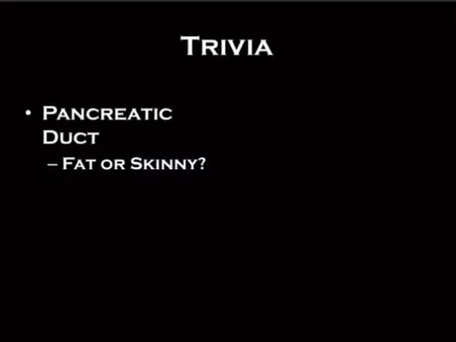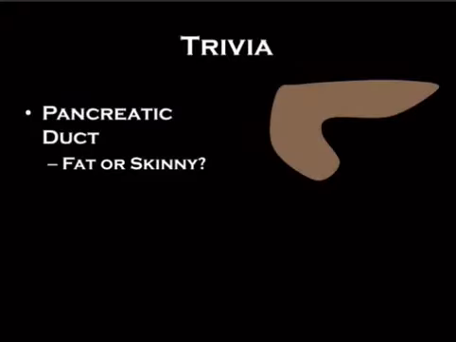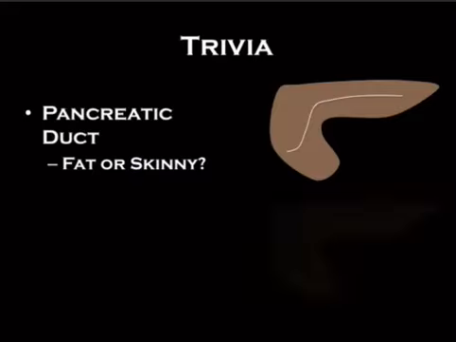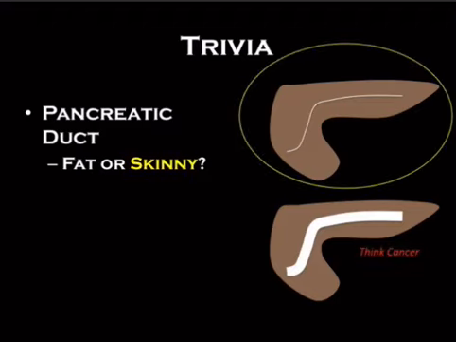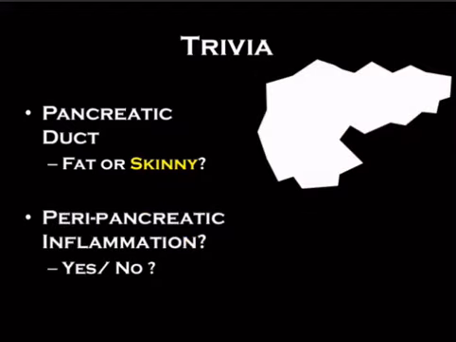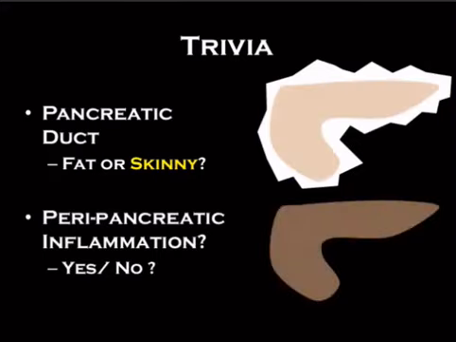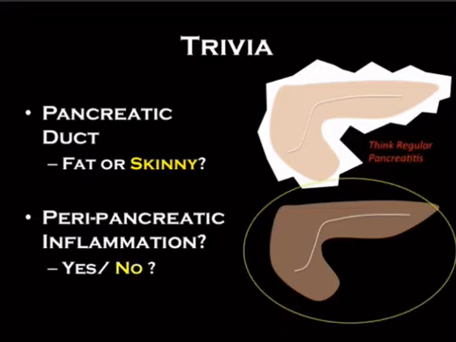So let's do the trivia here. Pancreatic duct. Now we're talking about autoimmune pancreatitis here. Fat or skinny? Fat or skinny? Which one? So fat pancreatic ducts, think cancer. Skinny pancreatic ducts, think autoimmune pancreatitis. All right. What about edema, inflammation? Yes or no? Seeing a bunch of inflammation, think regular pancreatitis. Not seeing any inflammation, autoimmune pancreatitis.